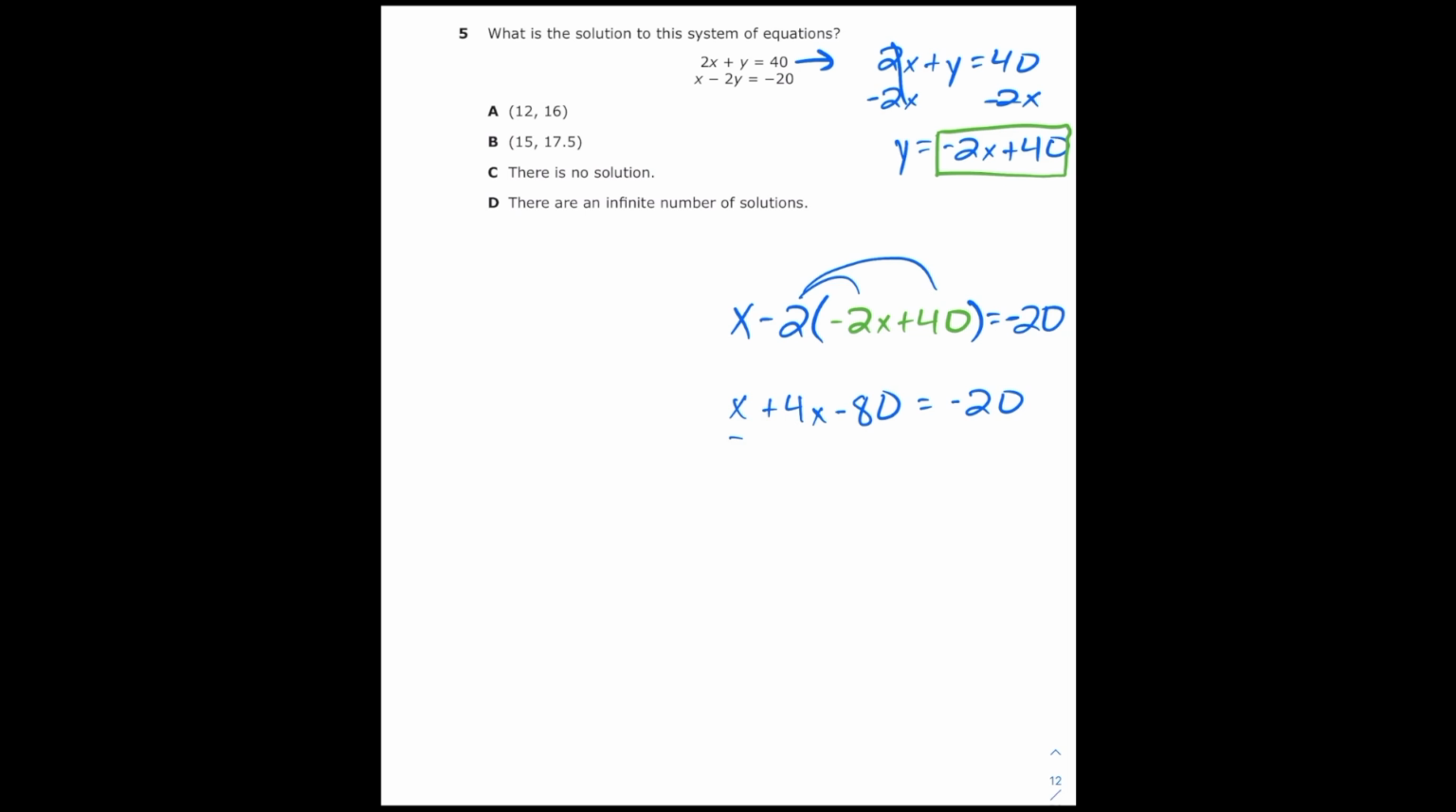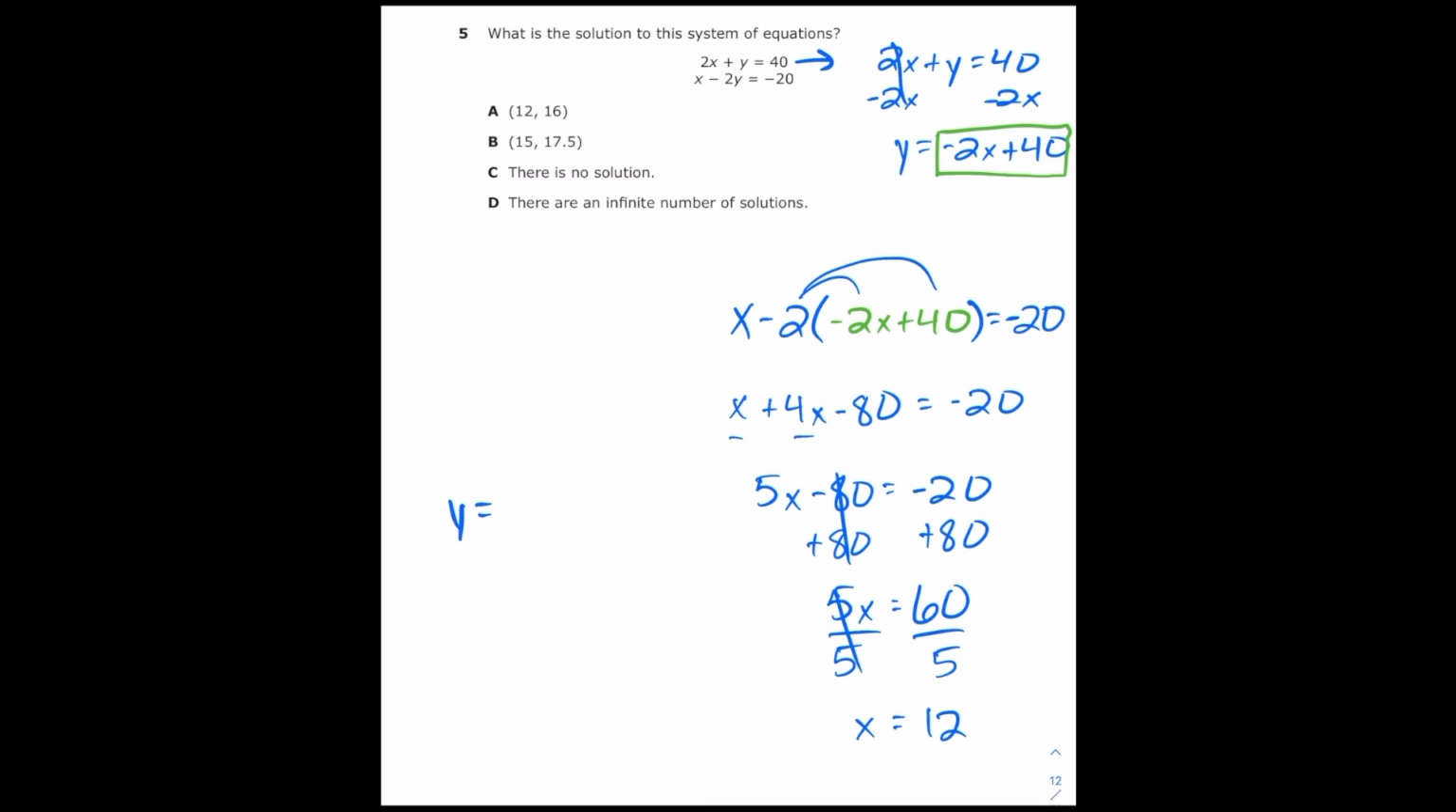From here, I combine like terms, so I'll get 5x minus 80 is equal to negative 20. Then I'll cancel out my constant by adding 80 to both sides, and that'll leave me with 5x equals 60. And then I divide by 5 on both sides to get x is equal to 12. So, since we know the number that x is equal to, we can just take that and plug it back into our y equals equation and easily find what y is equal to.